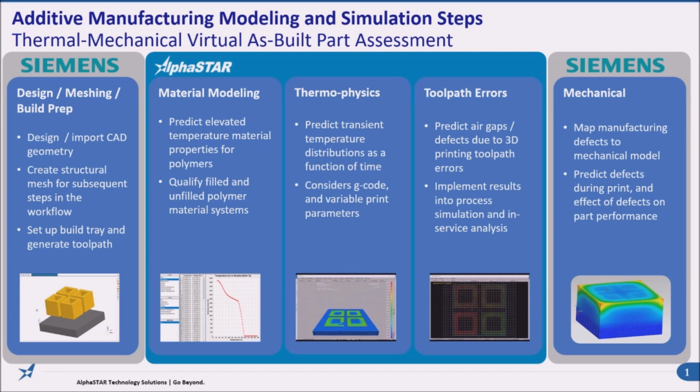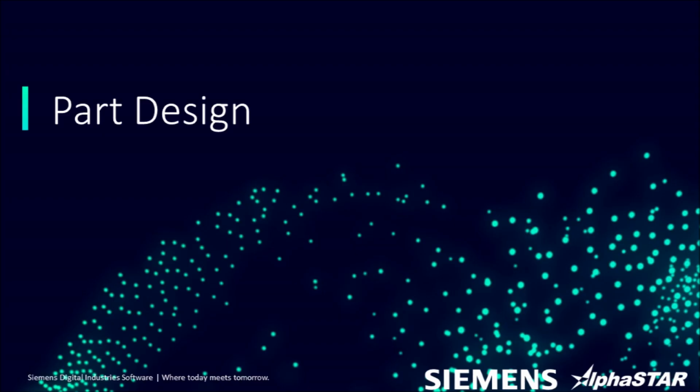Combining the powers of Siemens' complete simulation environment and AlphaSTAR's expertise in micromechanic material behavior allows users to now assess their as-built polymer parts prior to submitting the build job.